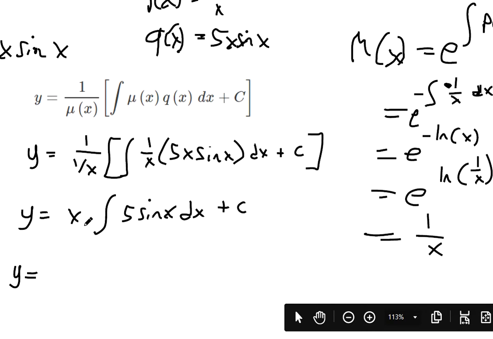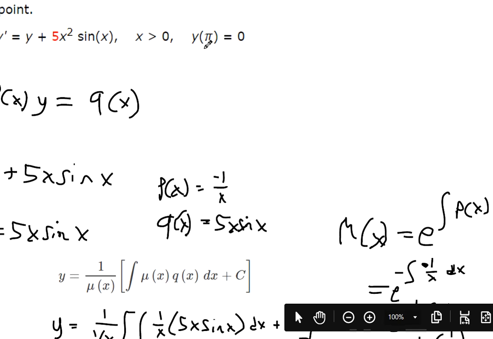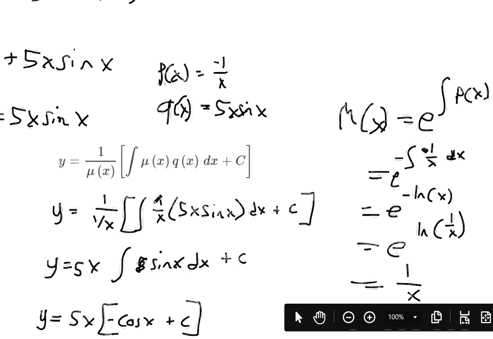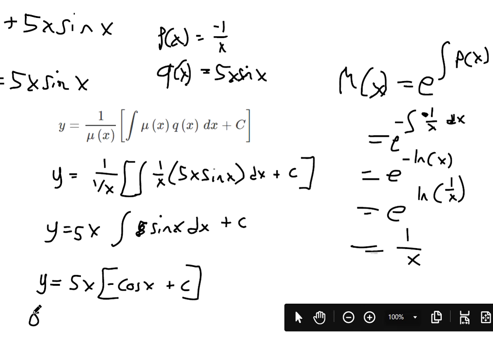And factor out the 5. So the antiderivative of sine of x is negative cosine of x, right? Oh, sorry, I don't want to do that yet. 5x. So the antiderivative is negative cosine of x plus that constant c. So if we plug in the initial value information, pi for x, 0 for y, 0 equals 5 pi times negative cosine pi plus c.